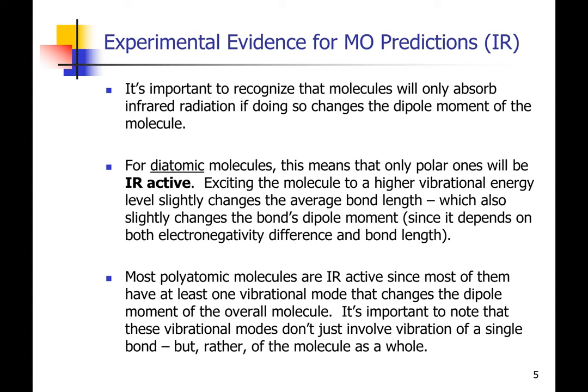Once we get past the diatomics, the vast majority of molecules have some sort of vibrational mode that will change the net dipole of the molecule. Even if you have a molecule that's overall neutral that has no net dipole, if vibrating the atoms in a certain way gives it a temporary dipole, then you could still see it on the infrared. But you won't see a signal for every single possible vibration. You will only see a signal for the ones that change the dipole of the molecule as a whole.